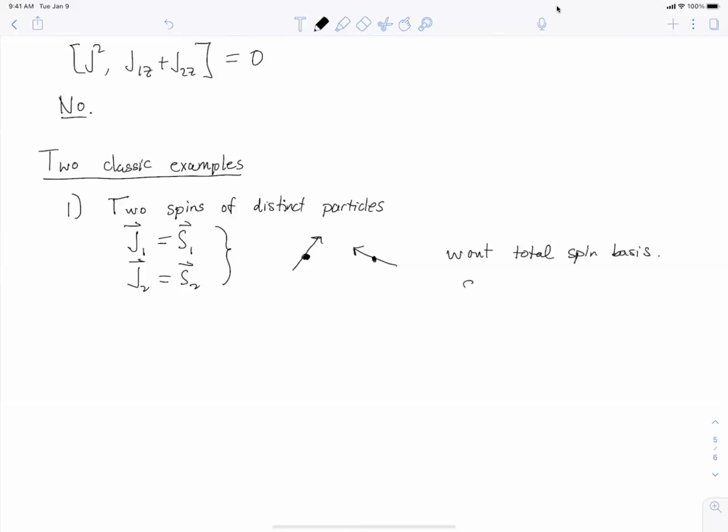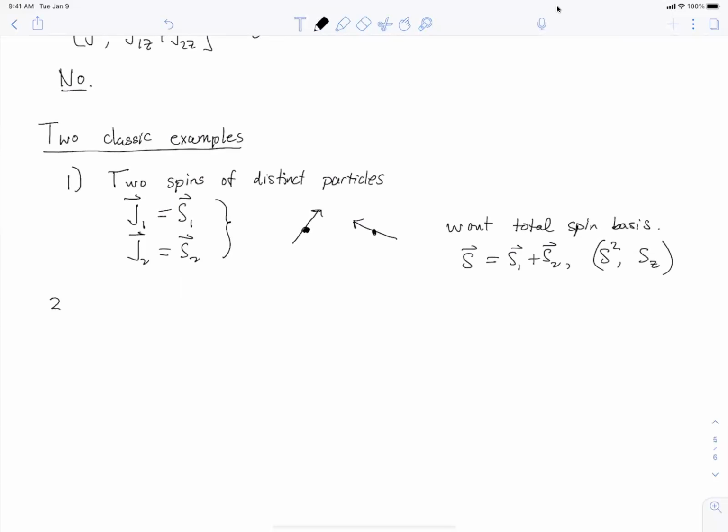Okay, and so you define S, the total spin, to be the sum of the individual spins, and then you look at S squared and S sub z, and that's your complete set of commuting observables. Okay, the second classical example is one we've already talked about, and that's J1 is L, and J2 is the spin, the orbital and spin angular momenta of a single particle.